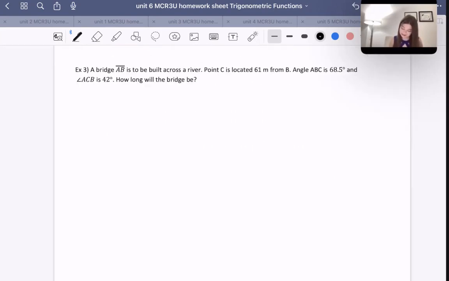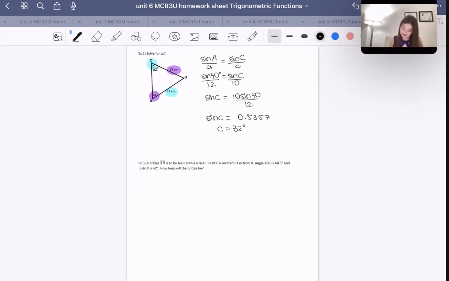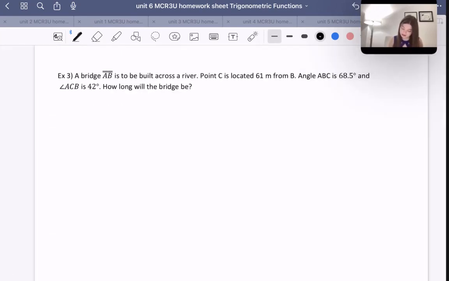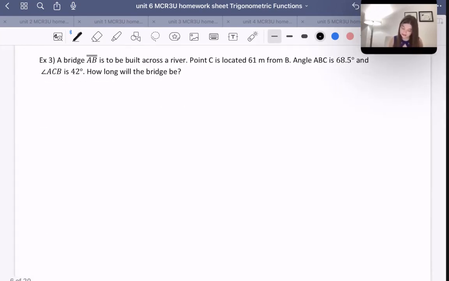Awesome, amazing. Now let's do example 3, and then that will be it for today, as next day we'll talk about the cosine law. That's another topic. This one says a bridge AB is built across a river. Point C is located 61 meters from point B. Angle ABC is 68.5 degrees, and angle ACB is 42 degrees. How long will the bridge be?